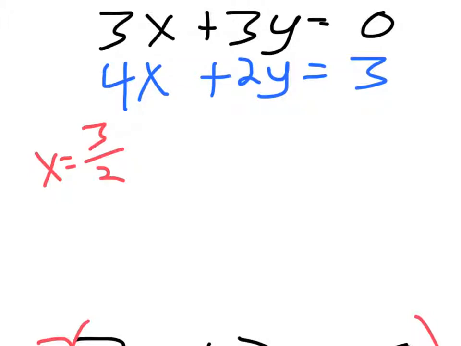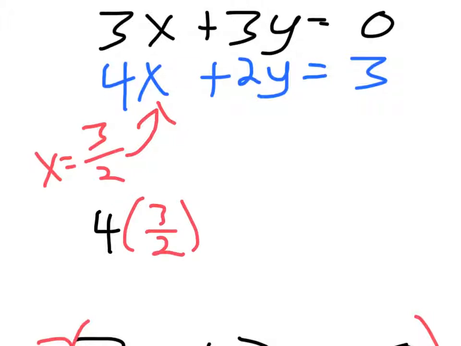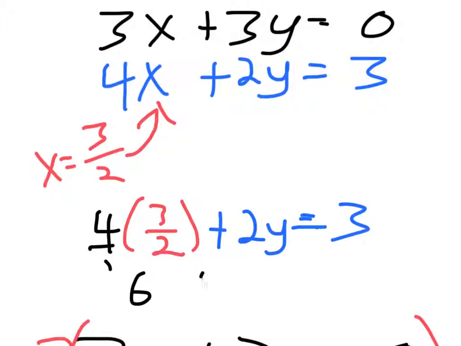So before we said x is 3/2. To find out what y is, you just have to plug 3/2 into either equation. Either one will give you the same y. So I'm going to put a 4 here, parentheses 3 over 2, and this is plus a 2y equals 3. Now we have a one variable equation to solve for y. Multiply these guys, you get 6.